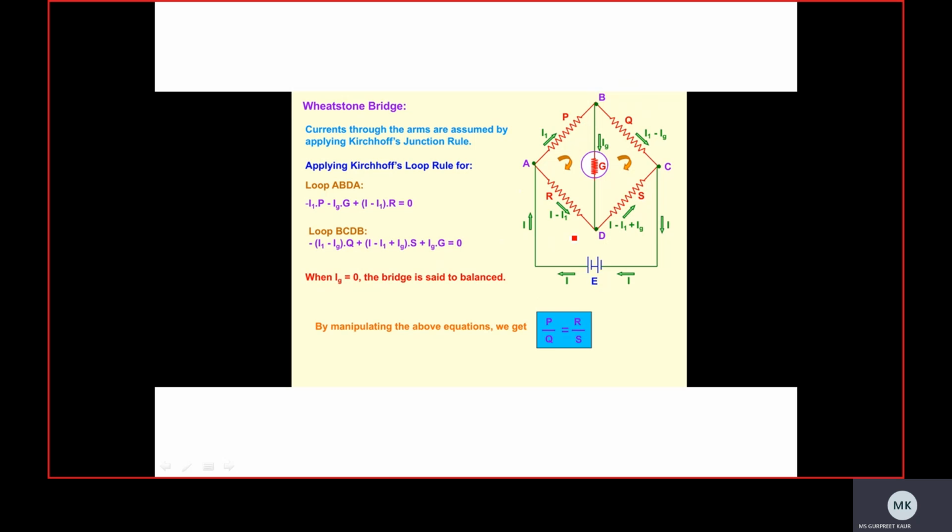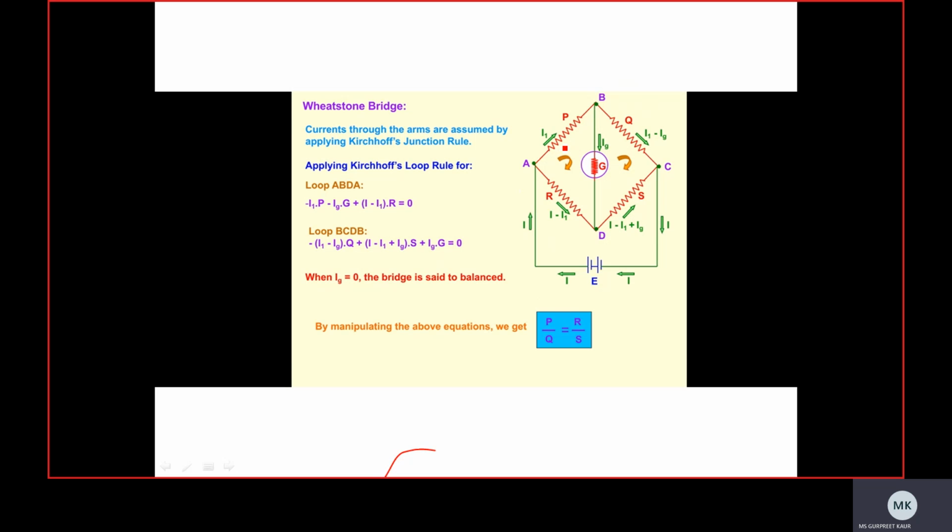Now, to get the balanced Wheatstone bridge condition, that is P by Q is equal to R by S, we will be considering two loops. First is A, B, D, A. You are moving clockwise in this loop. Now use Kirchhoff's second law, that is the loop rule. And you are moving from A to B, that is, your direction of motion in the loop and current I1 are in the same direction.